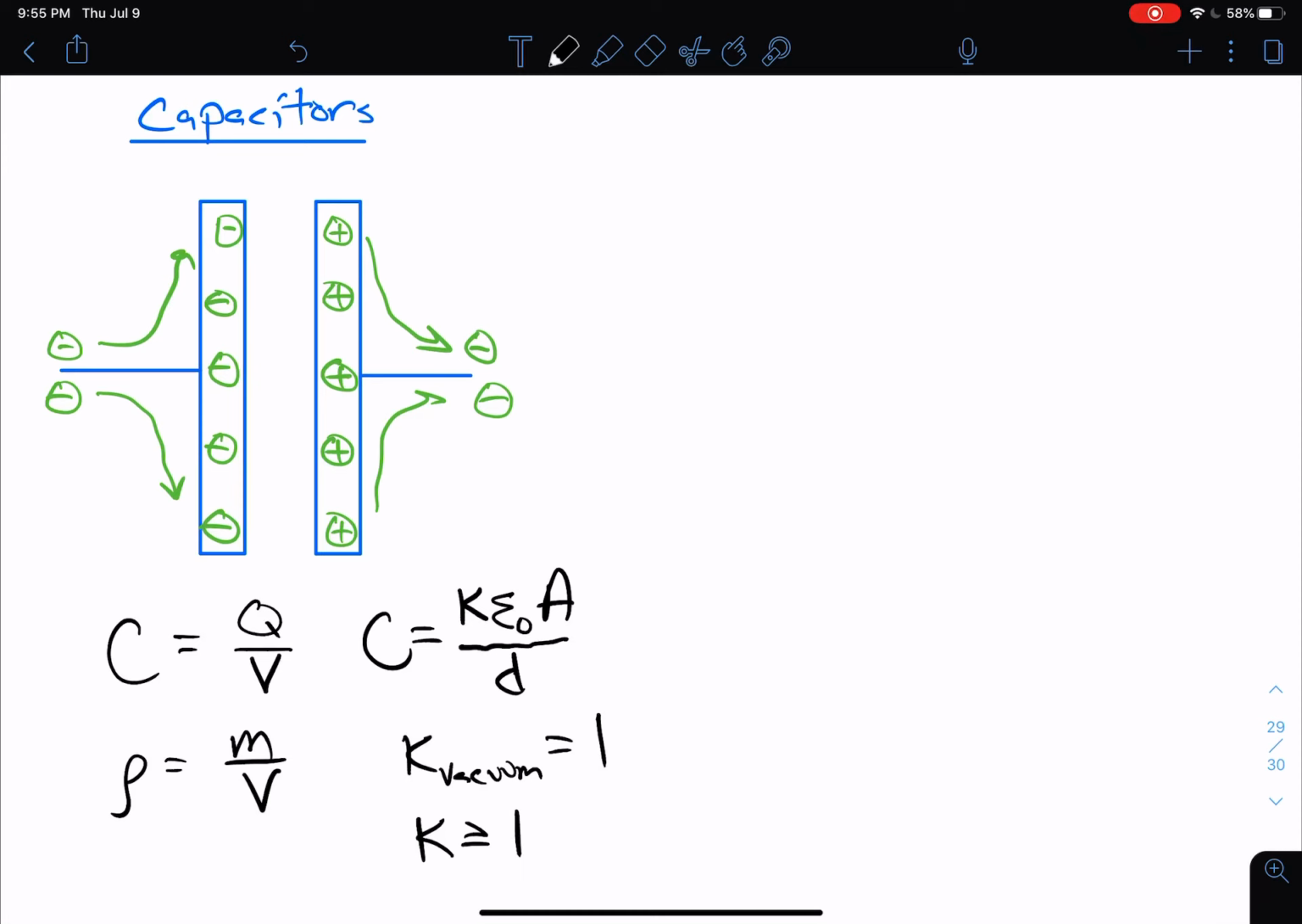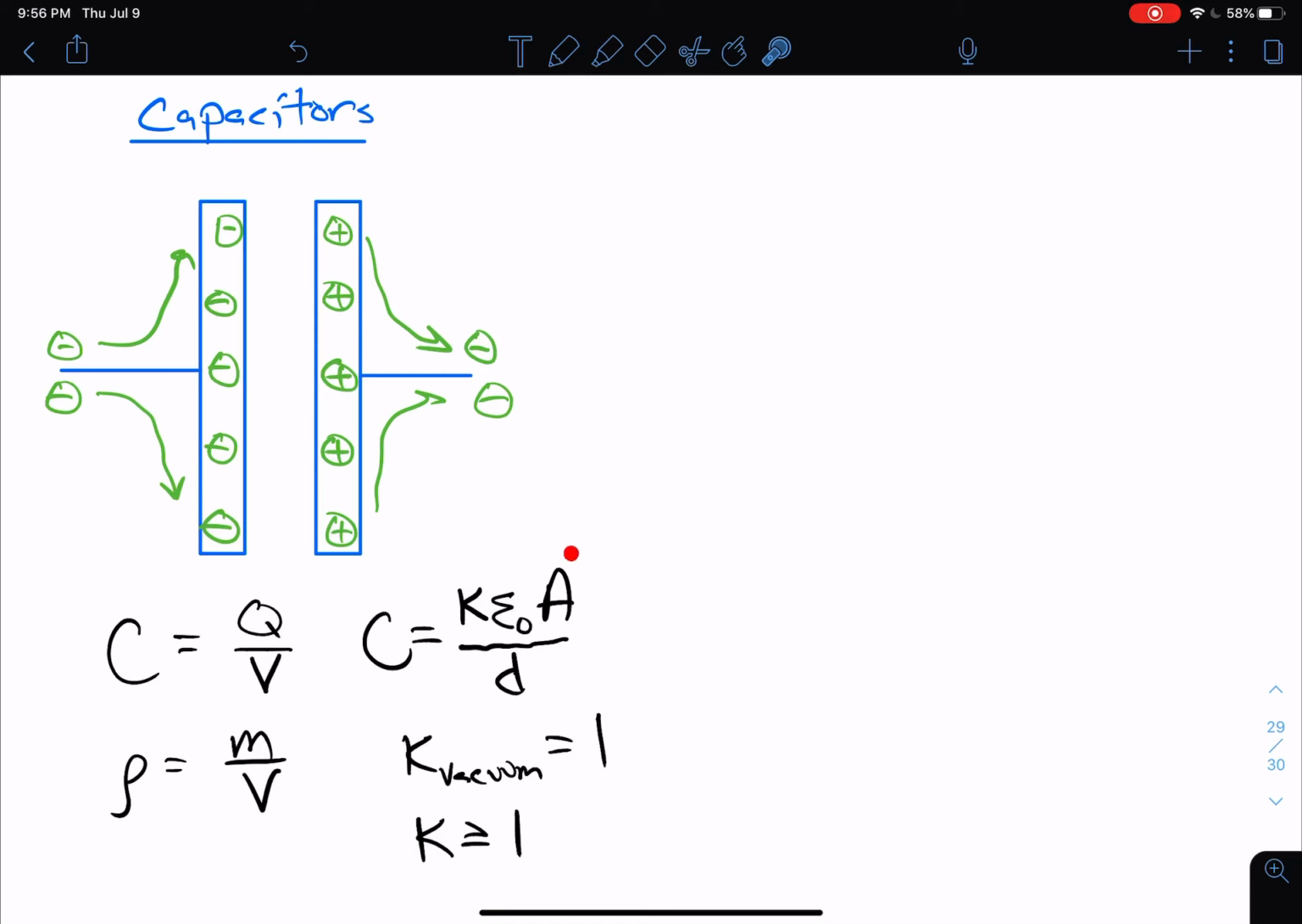Another important property here with a capacitor: because the capacitance depends on the geometry and the dielectric, if I don't change the area, if I don't change the distance, if I don't change my dielectric, then I don't change the capacitance. It doesn't matter if the charge and voltage change. They can change all they want for a given capacitor. That will not change the capacitance unless the dielectric, the area, or the distance between the plates is changing.